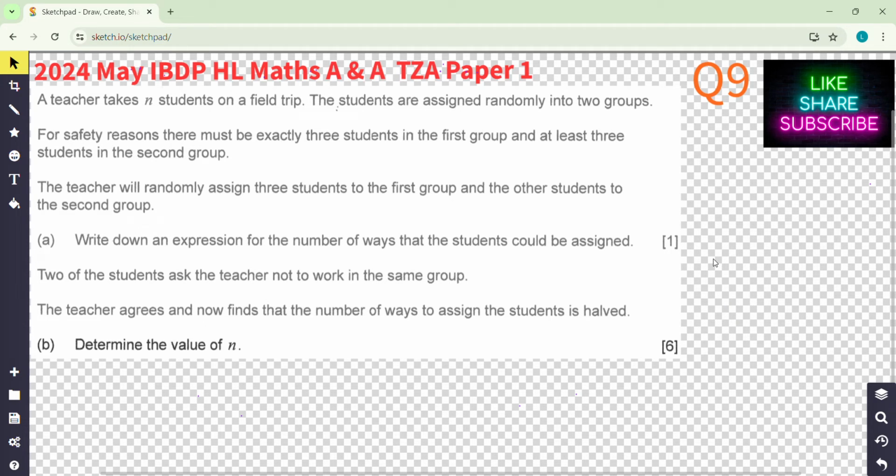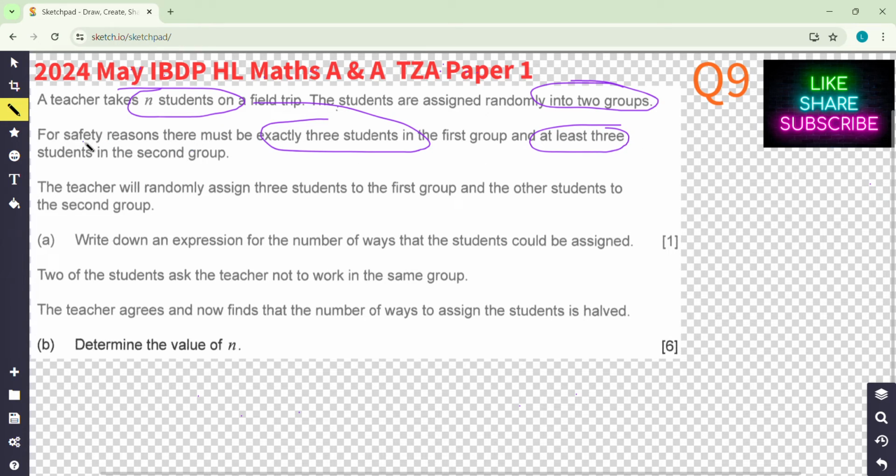Question number 9 is a good question. It checks your math concept, not just memorizing the rules, okay? So first, look at the situation. A teacher has n students on a field trip and separates them into two groups. The first group has 3 students, the other has at least 3 students. Later on, you will know why it says so.